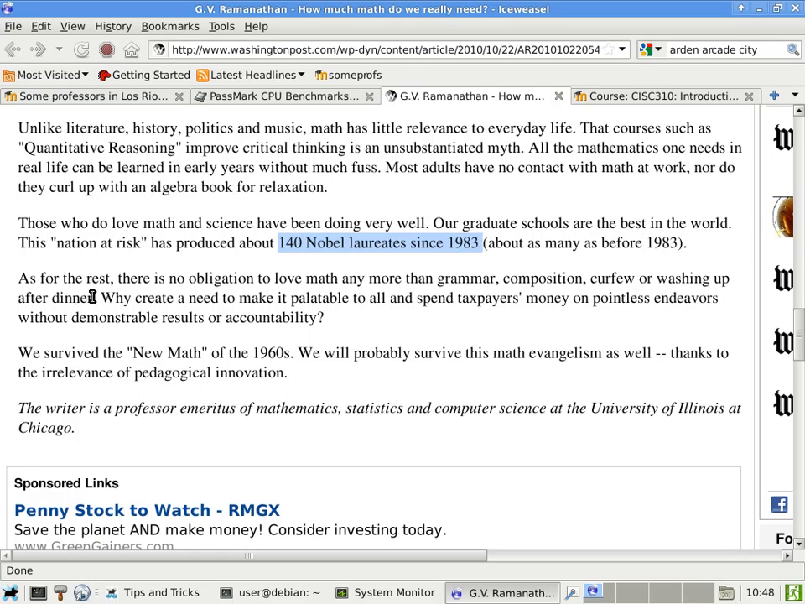As for the rest, okay, there's no obligation to love math any more than grammar, composition, curfew, or washing up after dinner? Why create a need to make it palatable to all and spend taxpayers' money on pointless endeavors without demonstrable results or accountability? And the last part here is basically saying, this is just a blind push of the importance of math, probably by math professors because they want to keep their jobs, right?